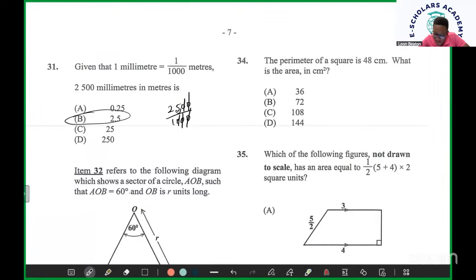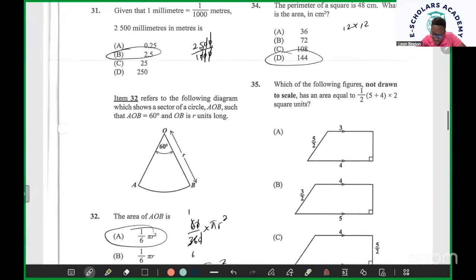The perimeter of a square is 48 cm. What is the area in cm squared? So we know we're dealing with a square. All the sides are the same, so we just divide the perimeter, 48, by 4. 4 can go into 4, 1. 4 can go into 8, 2. So the length of one side is 12. So the area of the square would be 12 times 12, which we know from primary school is 144.